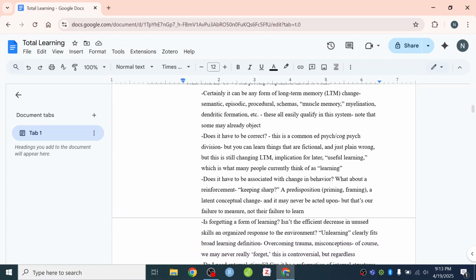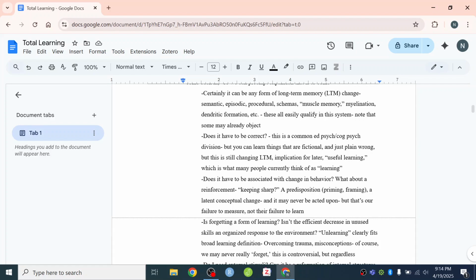Is forgetting a form of learning? Oftentimes learning is thought of as being additive. We're putting new information in there, and this is what we consider to be learning. We're building our understanding, our knowledge, our remembered history of our experiences. However, isn't the efficient decrease in unused skills or unused information and knowledge an organized response to the environment?